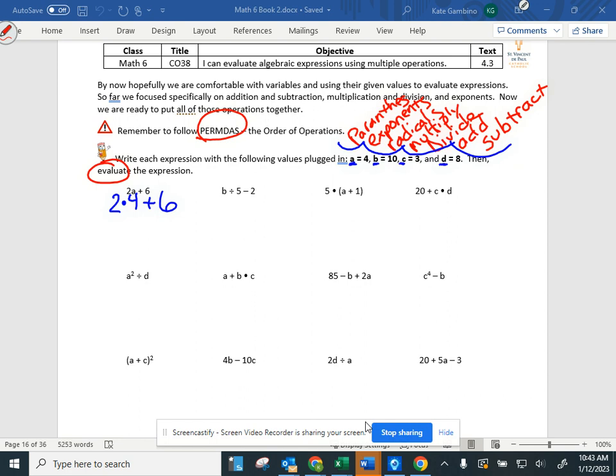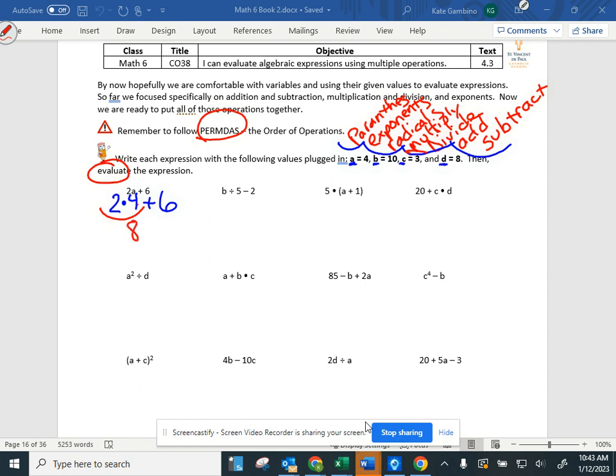So what is the first thing I'm going to do, Bennett? 2 times 4. I'm going to do 2 times 4, because multiplying, there's no parentheses, there's no exponents or radicals, so I'm at the multiplying and dividing level. So 2 times 4 is 8.